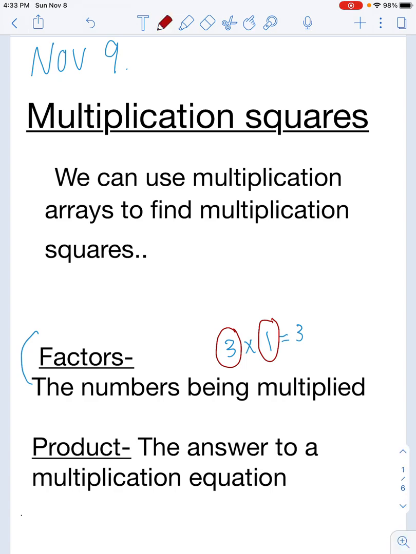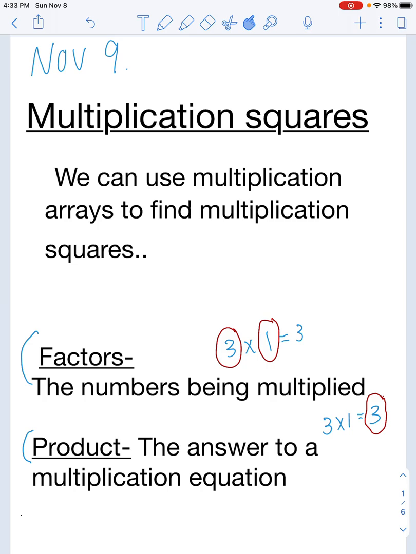And then the product right here is the answer to that multiplication equation. So again, if we were to use 3 times 1 equals 3, this 3 on the end here, after the equal sign, would be the product, because that is the answer when you multiply the two factors together. So the product is the answer.